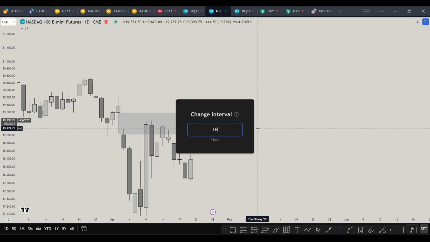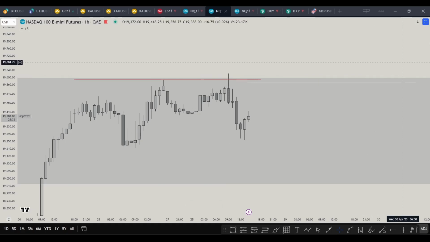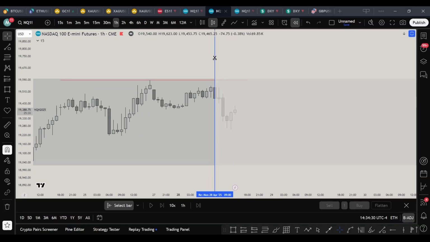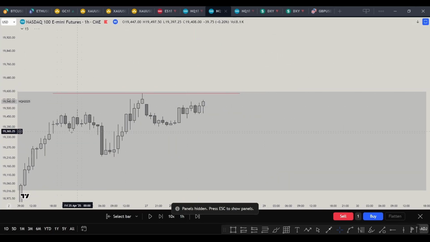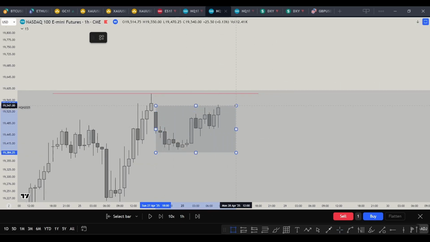So if I shift to the 1 hour time frame, let me remove the candles first so I can give a better idea. You notice this price action here.